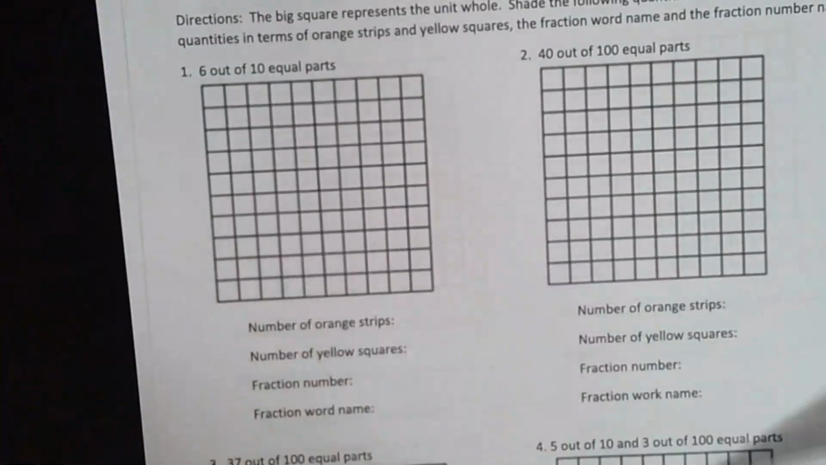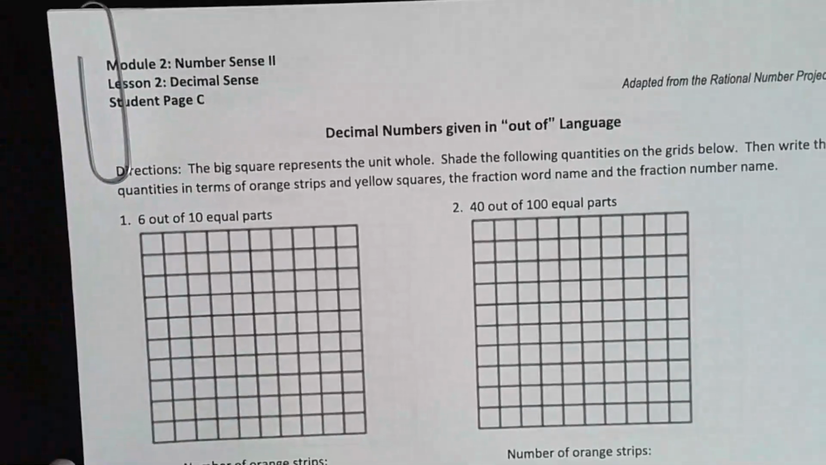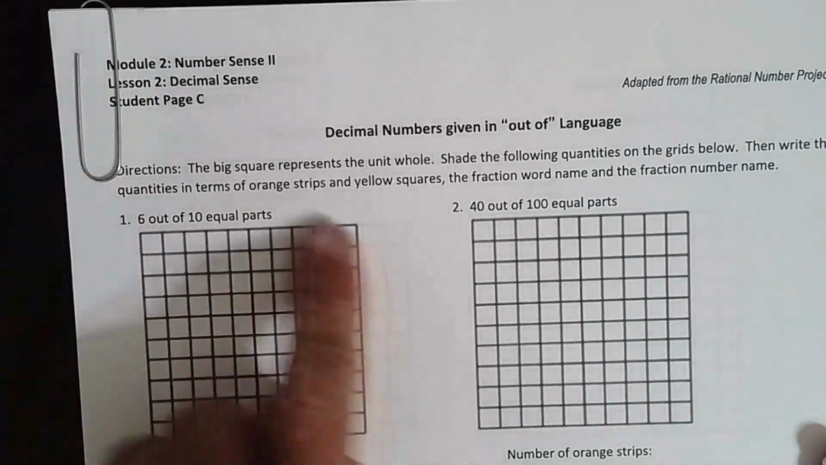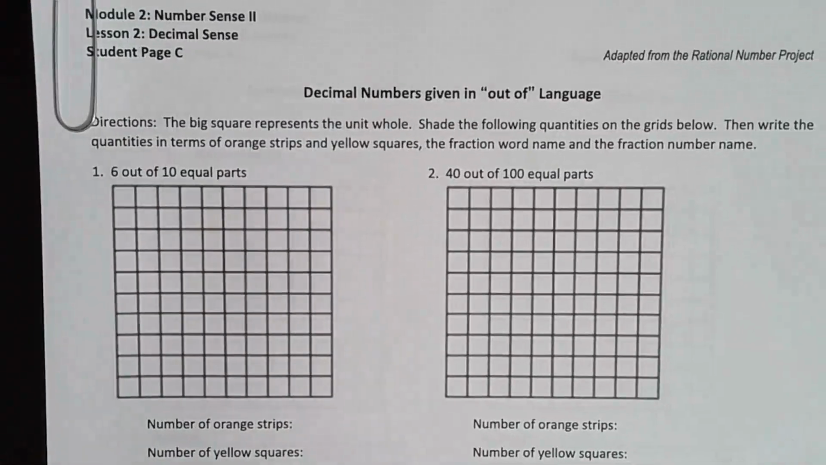Okay, so that's your little introduction to decimals and fractions. And now we're going to practice. So the big square represents the unit. So pretty much from here on out, every time we see the big square, they're going to tell us that's a unit. Not always, but most of the time.